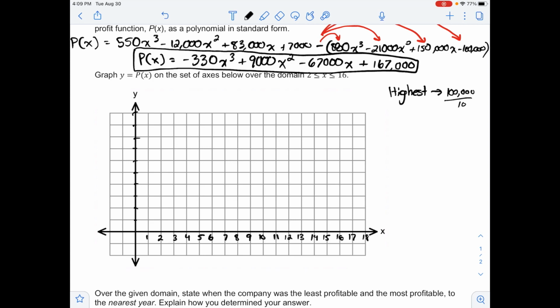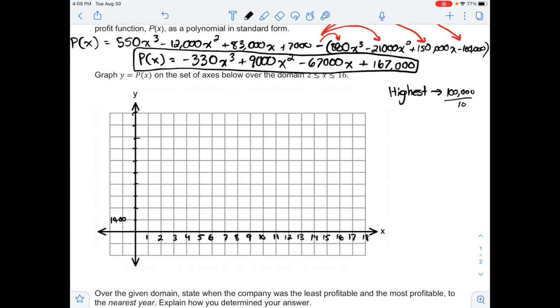So the best way to figure out your scale is to take whatever seems to be your highest value and divide by however many boxes you have. So we have 10 boxes to work with. I just took the highest value of 100,000, I rounded that up, and I divided by 10. So that means every box is going to be 10,000. So we could do that scale.